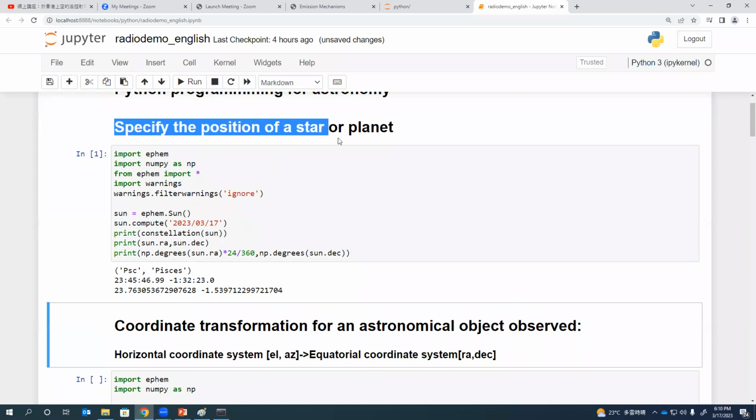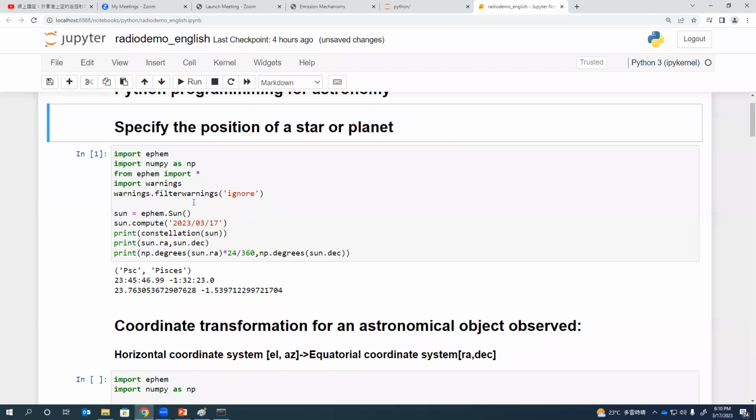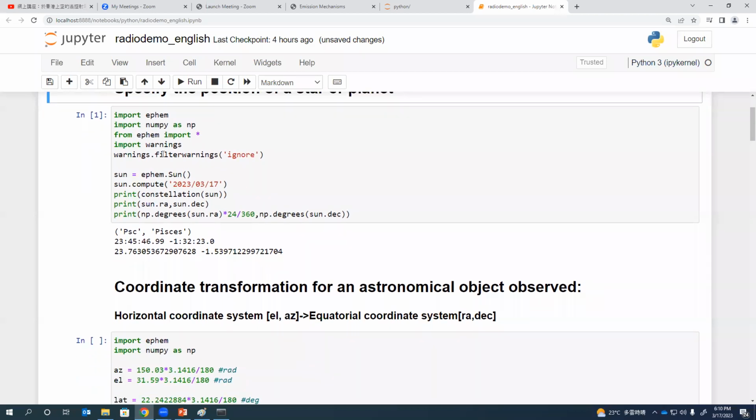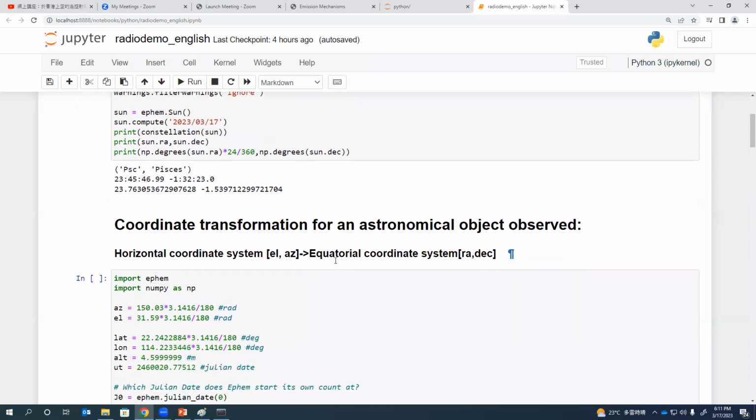And this is a simple program. First, it specifies the position of a star or planet. You can convert the time and even the object. And this code, you don't need to create by yourself. Some people upload it somewhere and you can download it very easily.